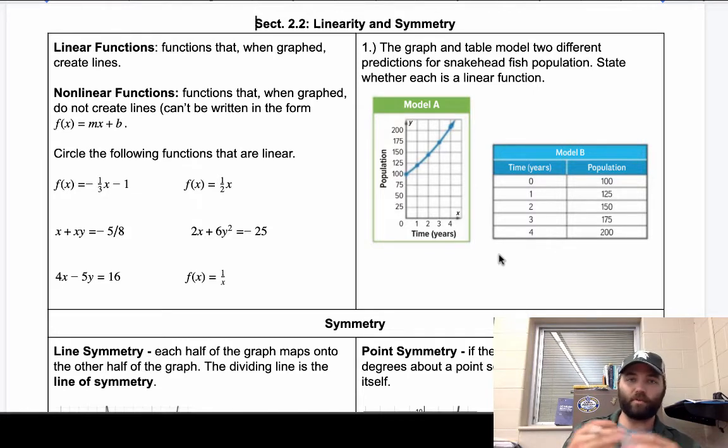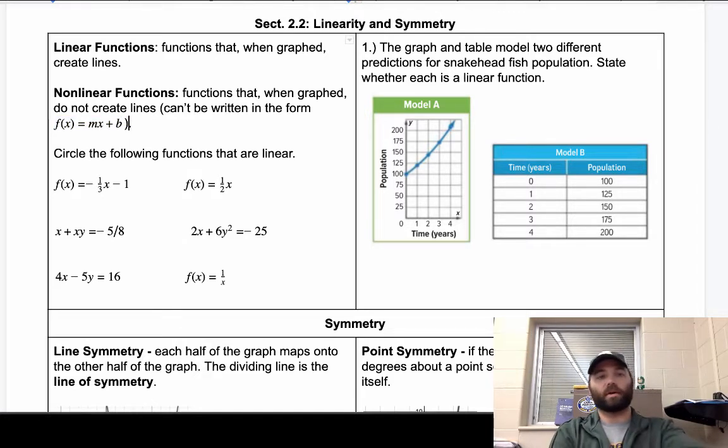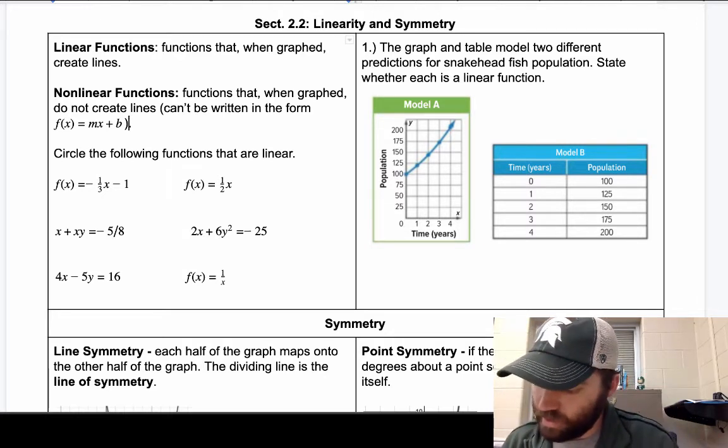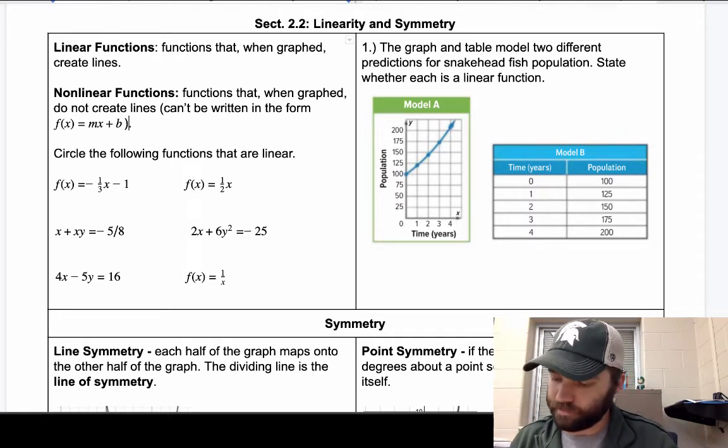They are functions that, when you graph them, make lines. Hence, they're linear, all right? Nonlinear functions are functions that, when you graph them, don't make lines. So the lines can't be written in the form of f of x equals mx plus b or y equals mx plus b. Those mean basically the same thing, okay? So let's look at these functions here, and let's see which ones are linear and which ones are not.